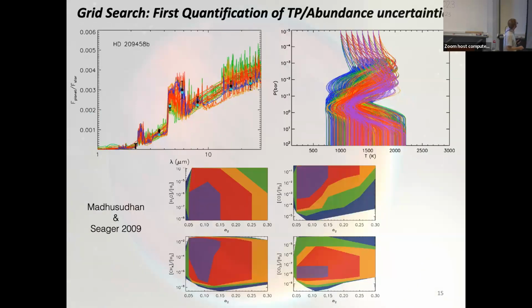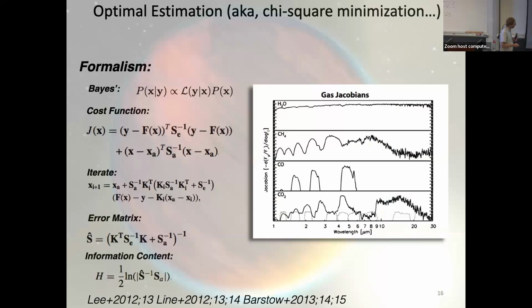All right. So here's the first application of retrieval in the exoplanet literature, on this lovely, back-in-the-day data set from Spitzer of HD 209458b, where they did a grid search. They had a 6-parameter temperature-pressure profile that could give you different shapes and wiggles in the atmosphere. And then they played around with the water abundance, CO abundance, CO2, other things, and they could make these chi-squared distribution maps.